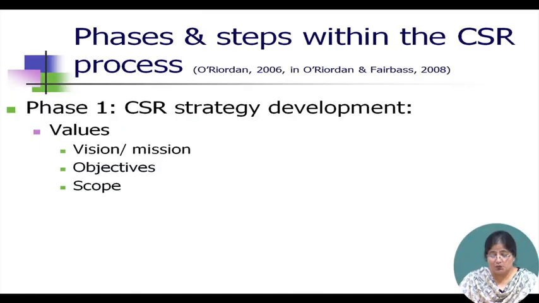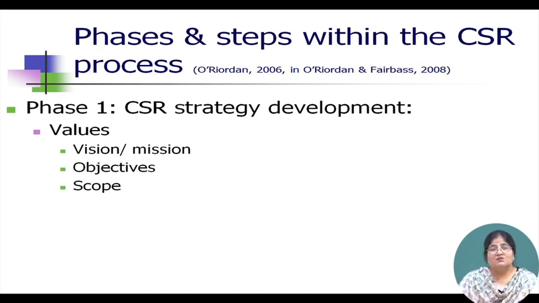Okay, the CSR process. Now one method that has been suggested here is by Riordan and Fairbass. I hope I am pronouncing their names right. And they have suggested this two-phase CSR process. So in the first phase they say that the CSR strategy is developed, and this phase consists of the values that the organization has, and these values consist of the vision and the mission of the organization and the integration of the social responsibility that the organization is planning to take up into its existing vision and mission.